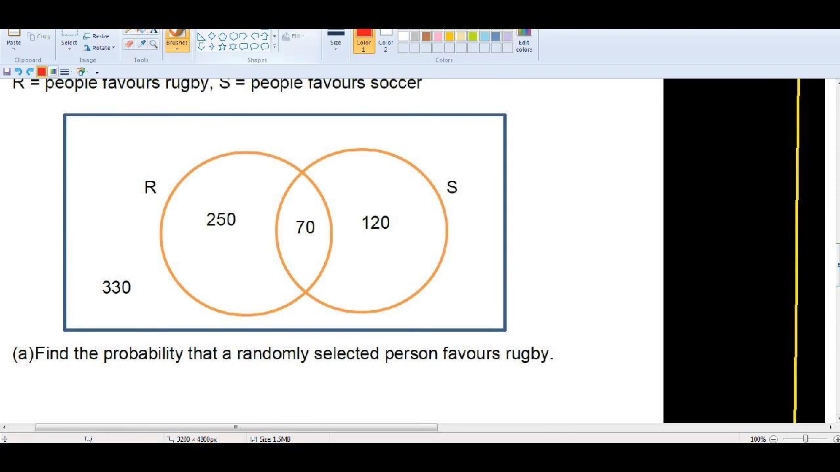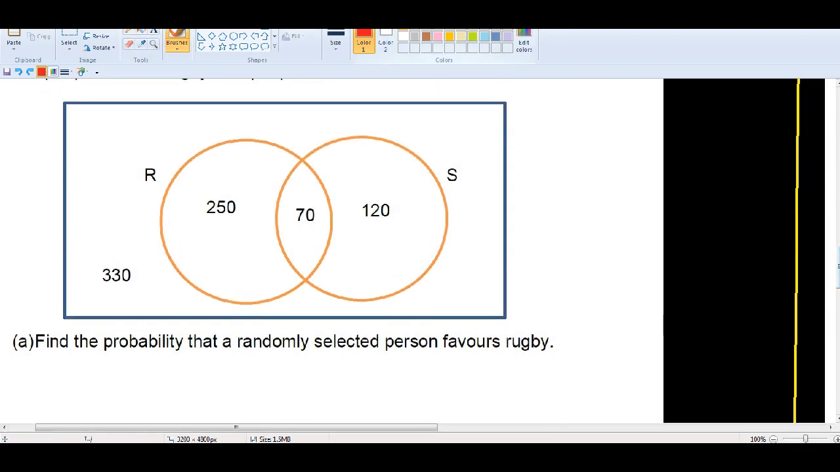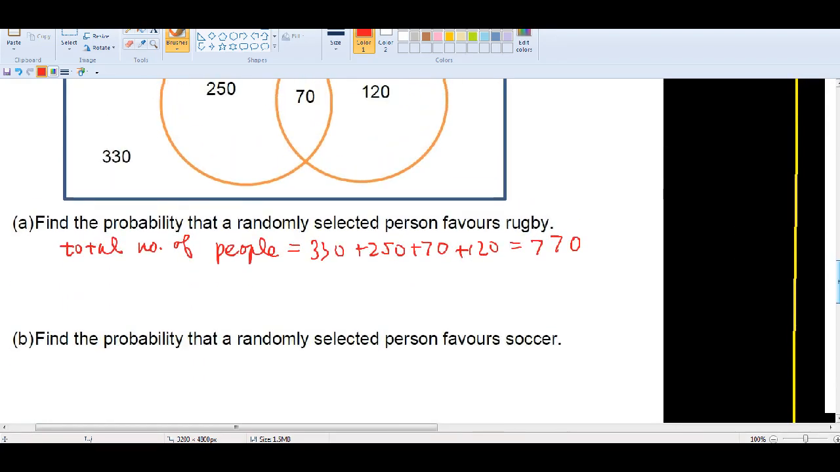To find the probability, you need to find the total number of people, otherwise it's impossible to do the calculation. So let's find the total number of people. The total number of people here, you just add up all the numbers you see in the Venn diagram. So there were 770, right? And the probability is that a randomly selected person favors rugby.